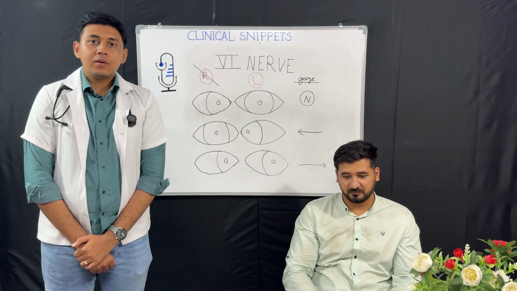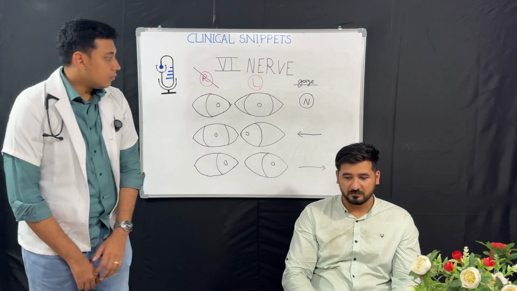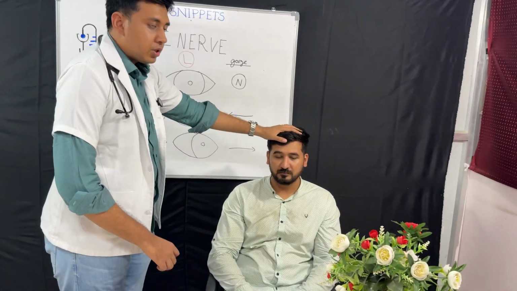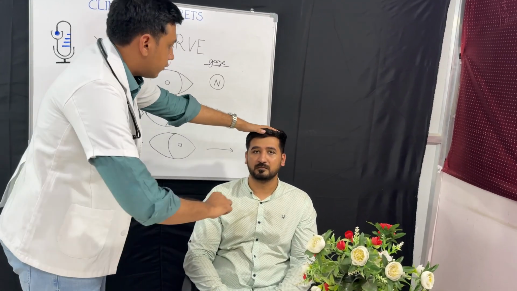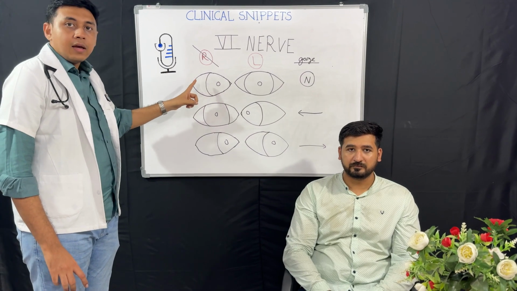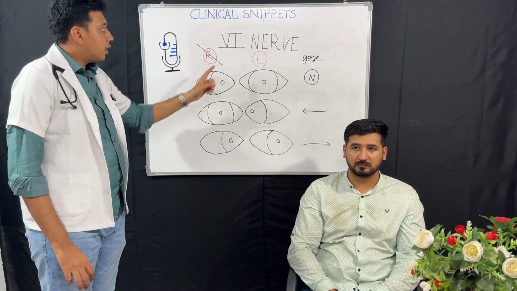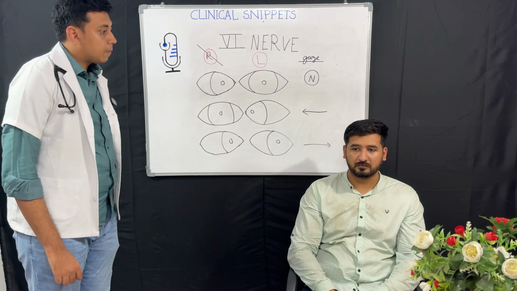Now we will talk about what happens during right cranial nerve 6 palsy. In this patient, we will ask the person to look straight forward. While looking forward, in case of right cranial nerve palsy, the right eye will be looking slightly towards the medial side, whereas the left eye will be looking forward.